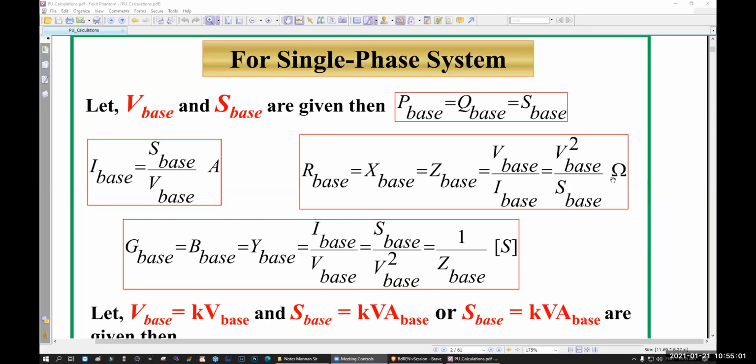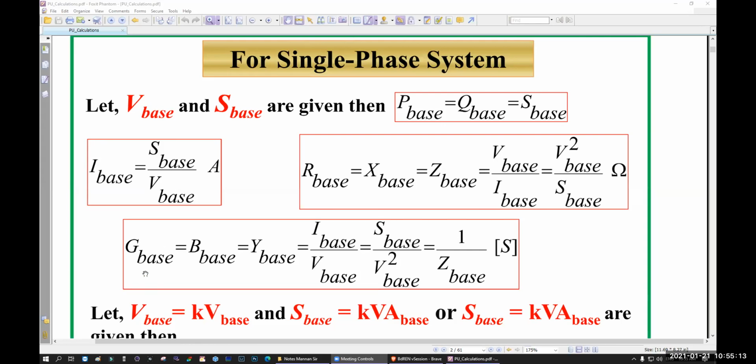By the way, I'm talking about base values again. So this one is a formula. Again, the unit is ohm, but it can be kilo ohm, mega ohm, or micro ohm, depending on these two, right?